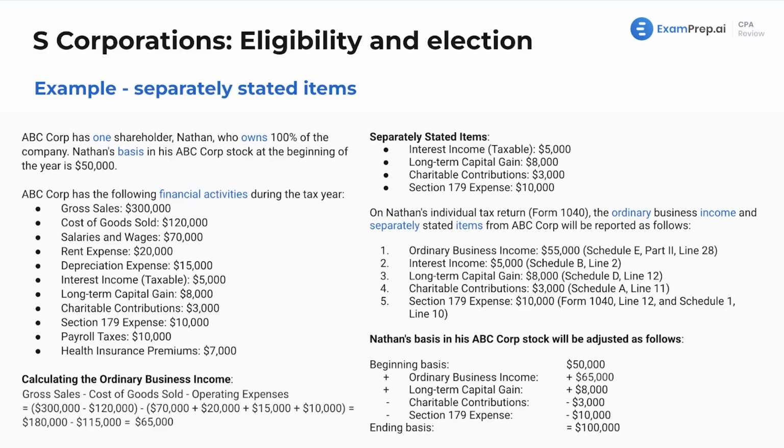All right, we got another example here. Separately stated items, how it affects basis, all this good stuff. You are excited. I am just jumping up and down in my chair, ready to go through it.